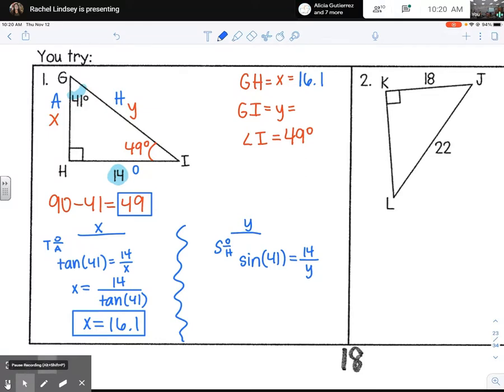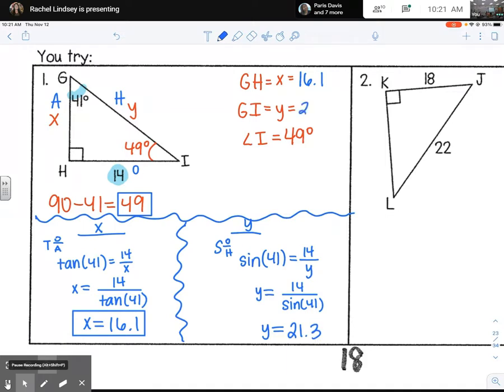Okay, so since y is on the bottom, we have to switch the place of the sine and the y. So we'll have y equals 14 over sine 41. You should get what? 21.3.